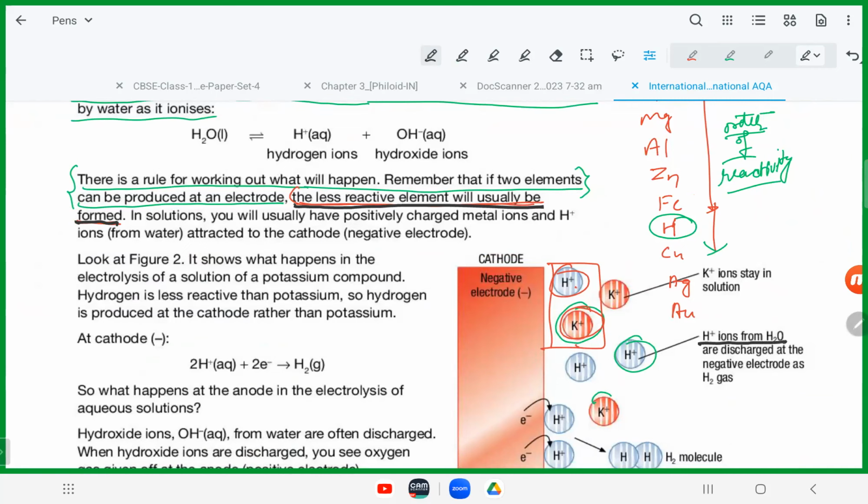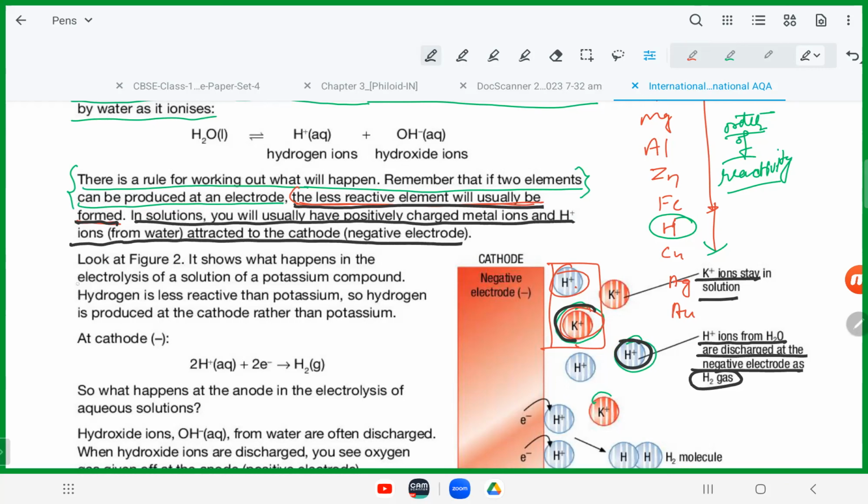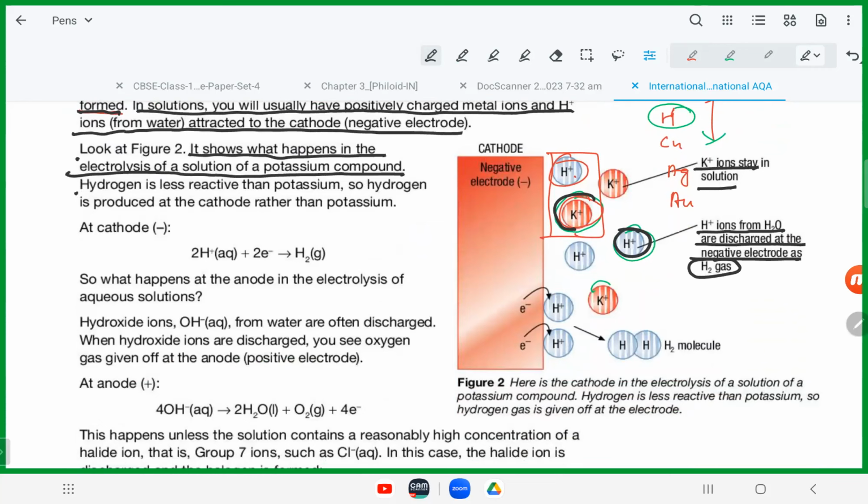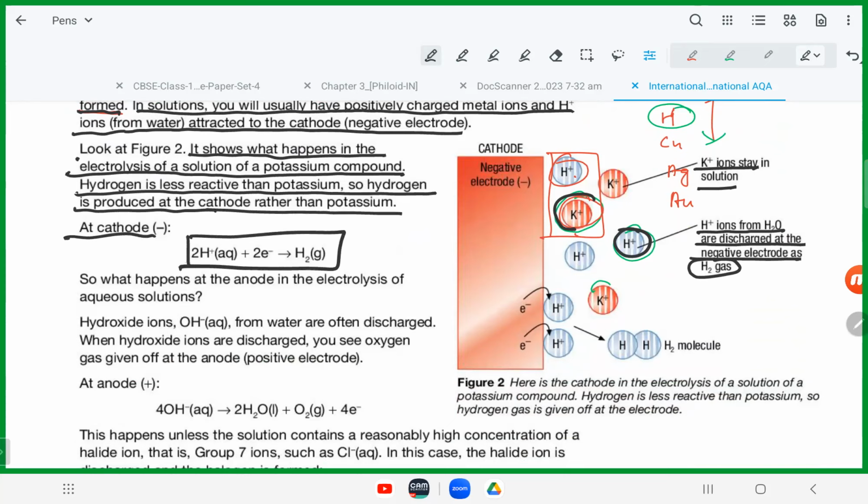Now see here. H plus ions formed from H2O are discharged at the negative electrode, that is H2 gas. K plus ions stay in the solution. Are you able to understand this one? If so many ions are there, which one is going to discharge? The one which is less reactive. So that is hydrogen. In solution, you will usually have positively charged metal ions and H plus ions attracted to the cathode, the negative electrode. Look in the figure. It shows what happened in the electrolysis of a solution of a potassium compound. Hydrogen is less reactive than potassium, so hydrogen is produced at the cathode rather than potassium. Okay. Can you understand this one, Tarini?